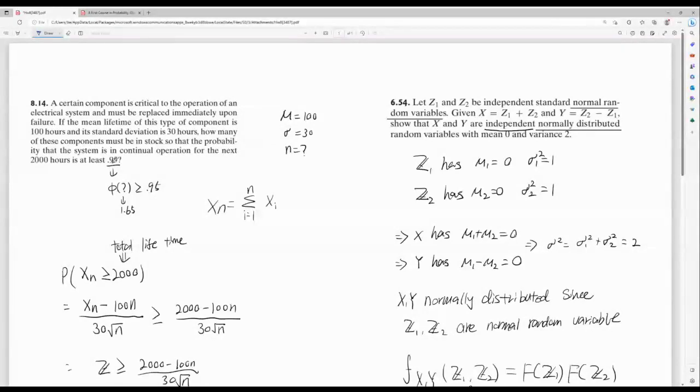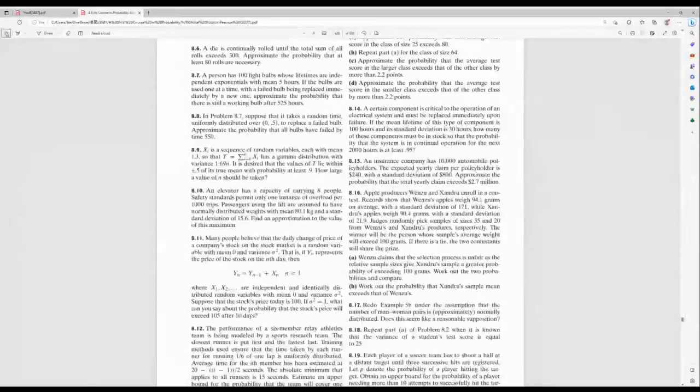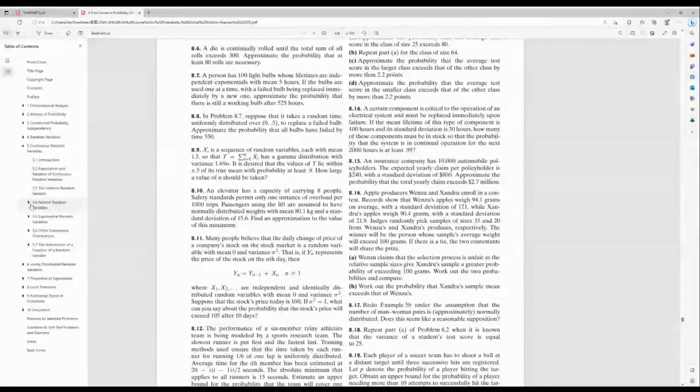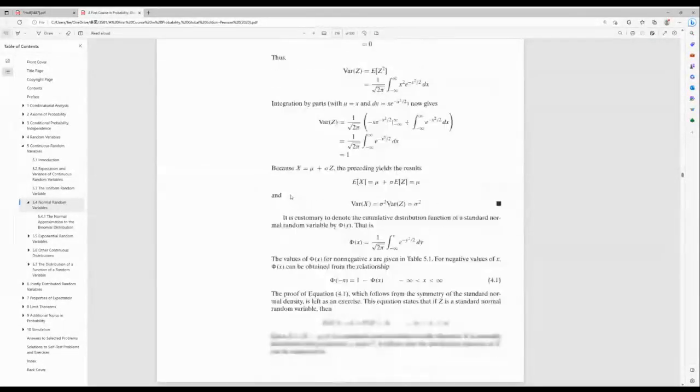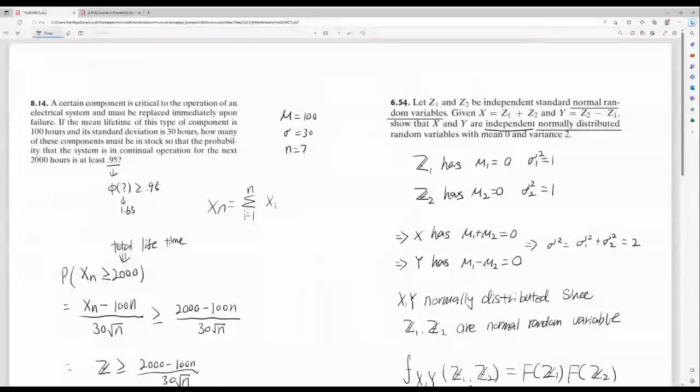First of all, we convert the 0.95 to z. It's from the normal distribution. You mean to find a z-score corresponding to 95%. So from this table, we find 0.95 and convert it to z of 1.65. And then we collect all the data. We have mu equal to 100. We have sigma equal to 30, and we're looking for the n value.